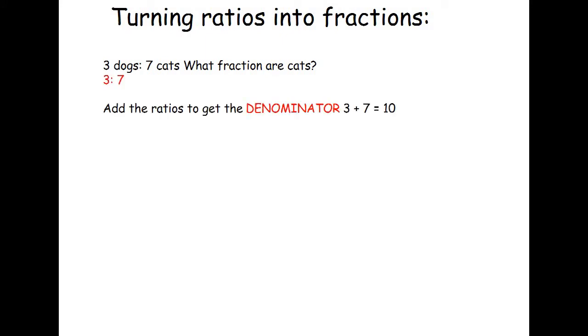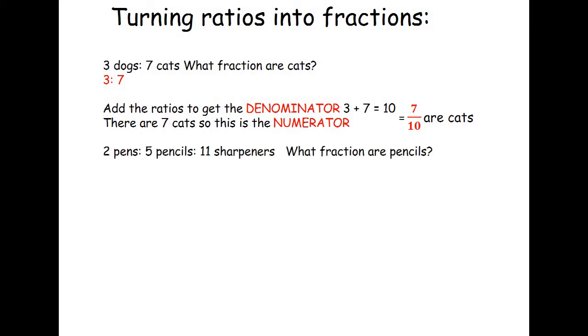Okay? So just to recap, if we had 3 dogs to 7 cats and we were asked what fraction are cats, we add the ratios to get the denominator. So we want to know how many parts there are altogether, which is 10. And there are 7 cats, so this is the numerator, 7 cats out of 10 animals. You can write as 7/10.